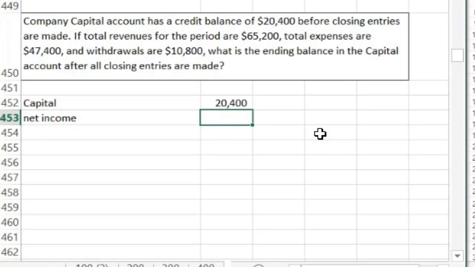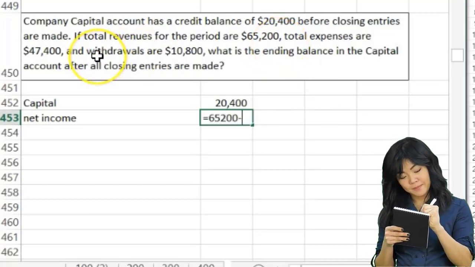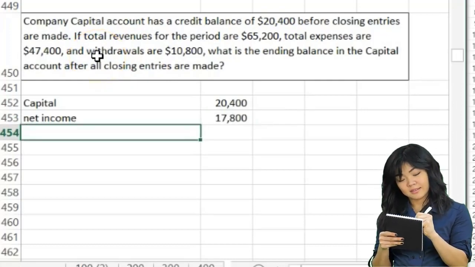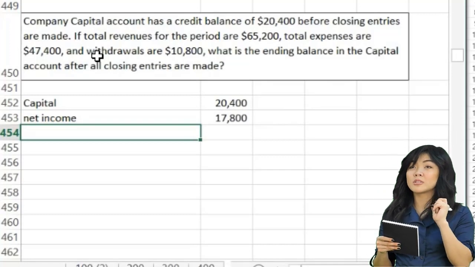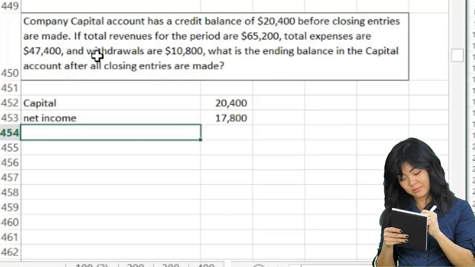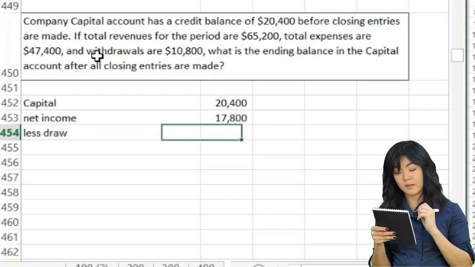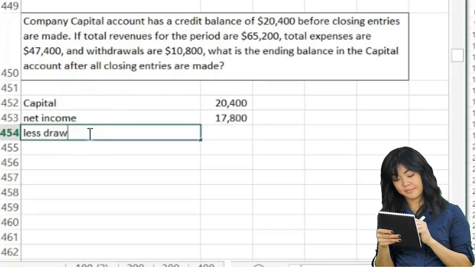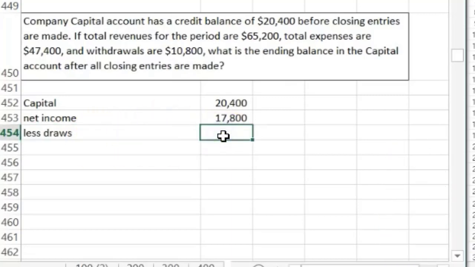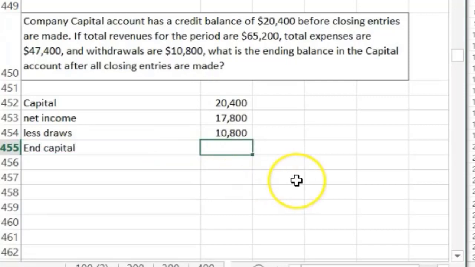How do we calculate net income? Revenue minus expenses. So this equals revenue, 65,200, minus expenses, 47,400. And then this is basically our equity section, our statement of equity, and this is how we're going to calculate the ending balance in equity in our financial statement of equity. And we're going to say less draws or withdraws. Draws is easier to type. And then they say draws is 10,800. So that means that ending capital after we close out equals the beginning capital plus net income minus the draws.